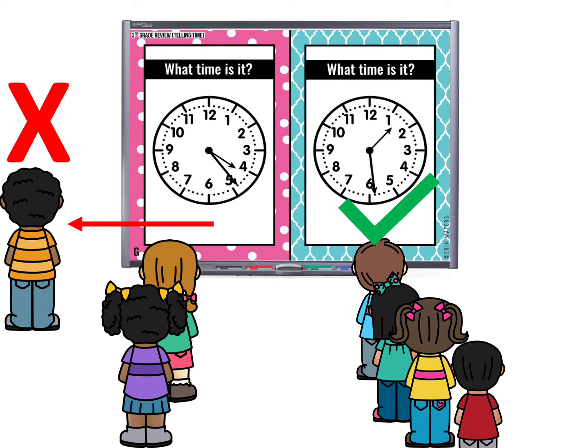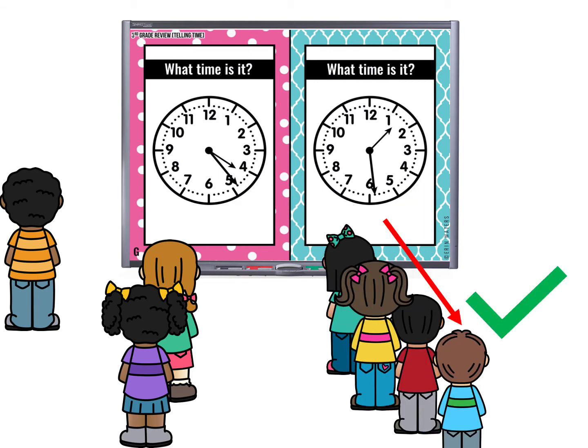Okay, so since he got it wrong or didn't answer correctly in time, he moves to the sidelines and he gets to sit and cheer on his teammates as the game continues. And then, as you see in this image, the kid who got it right gets to go to the back of the line and waits for his next turn.